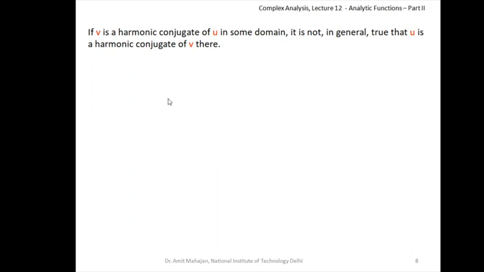What we mean is that if v is a harmonic conjugate of u, then f(z) = u + iv is analytic. And if we say u is a harmonic conjugate of v, that means we are talking about some function which is v + iu. So this statement is entirely different.